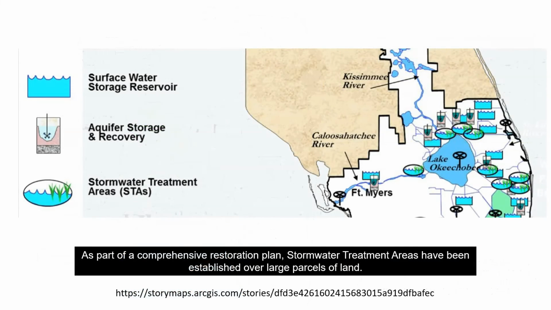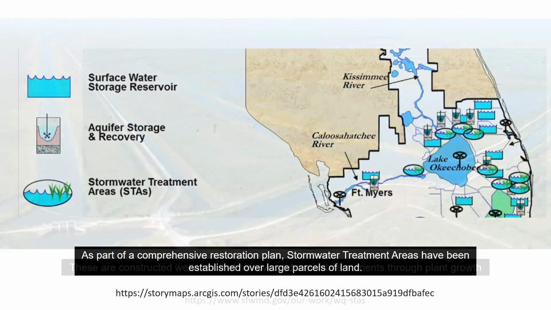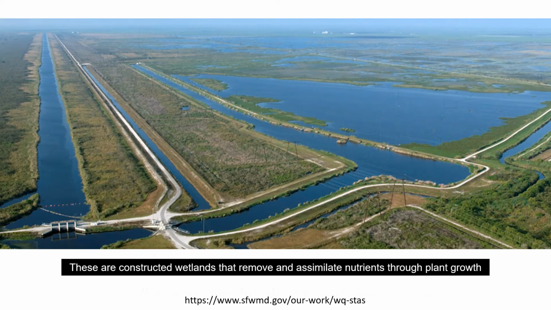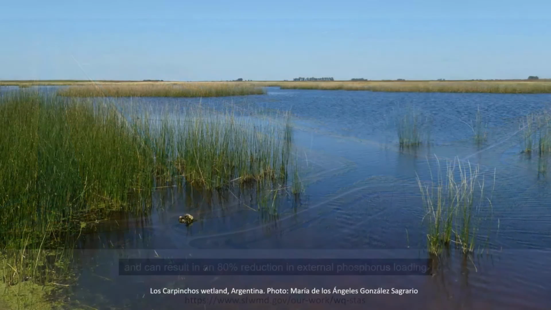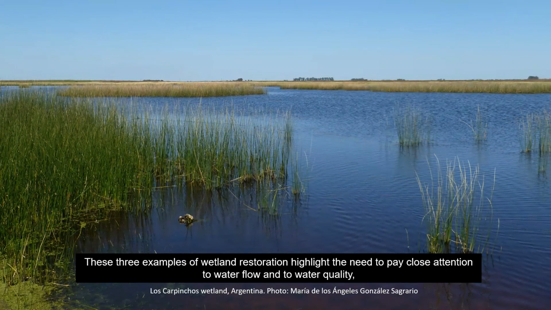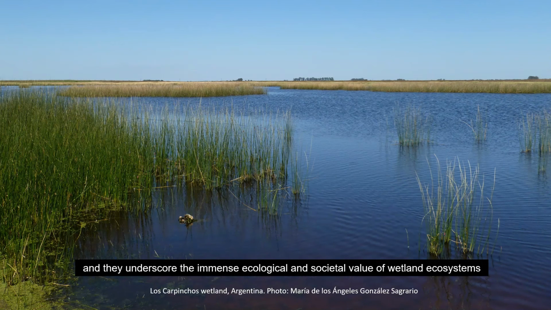As part of a comprehensive restoration plan, stormwater treatment areas have been established over large parcels of land. These are constructed wetlands that remove and assimilate nutrients through plant growth and can result in an 80% reduction in external phosphorus loading. These three examples of wetland restoration highlight the need to pay close attention to water flow and to water quality, and they underscore the immense ecological and societal value of wetland ecosystems.